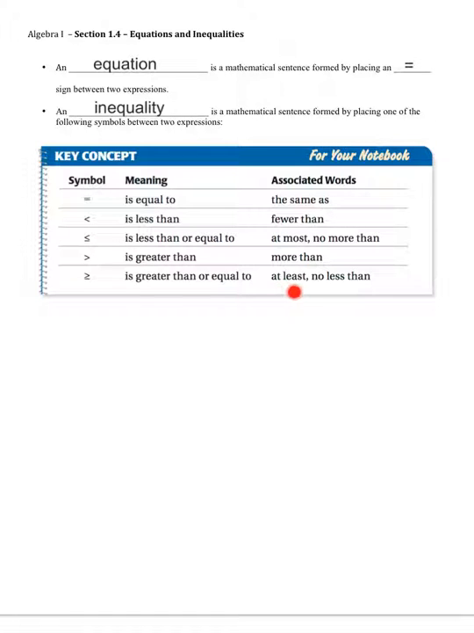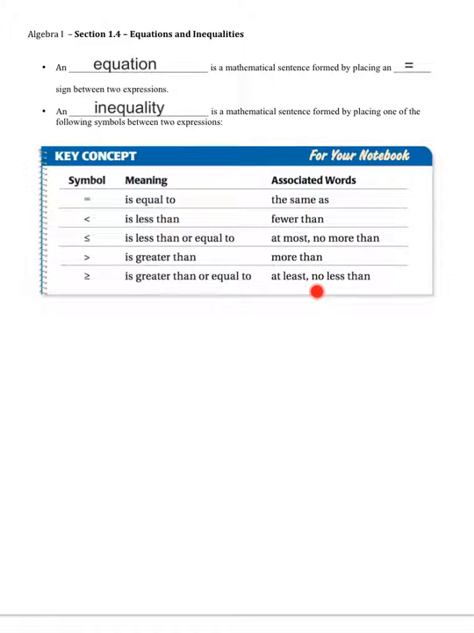So again, this can be confusing because kids see the word least and they think less than. But if I, again, think about it in terms of money, if I say I have at least $10, that means the absolute minimum amount of money I have is $10, but then I could also have more than 10. So at least would mean $10 or more, so greater than or equal to.